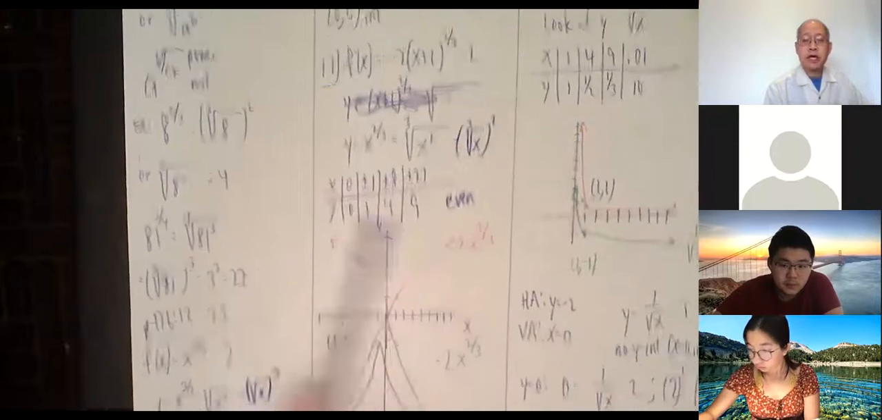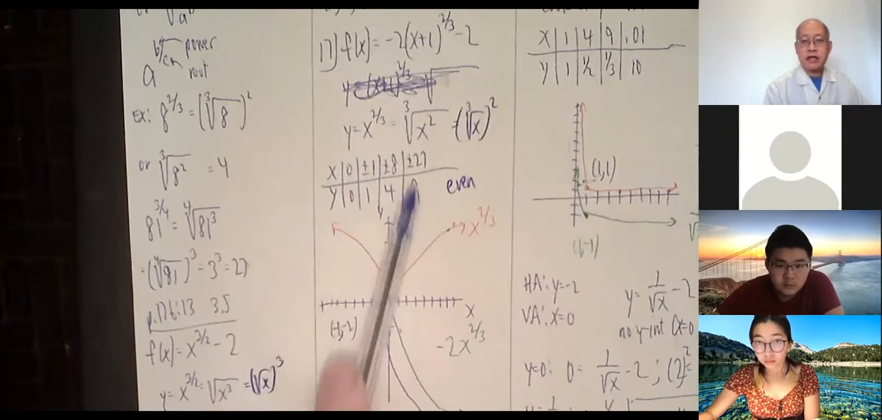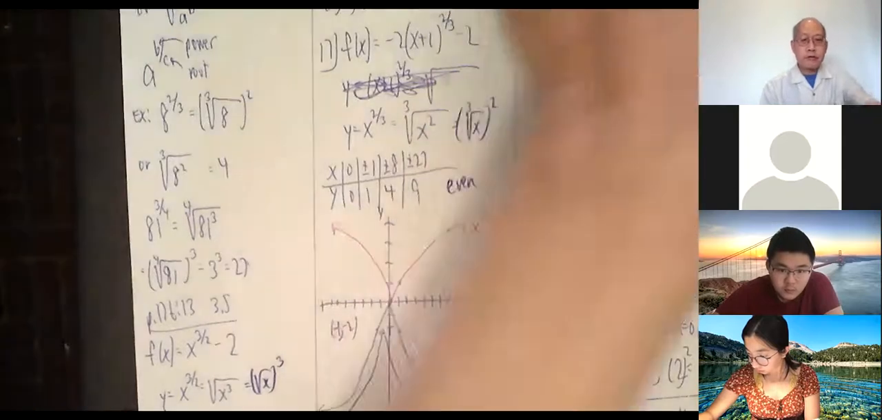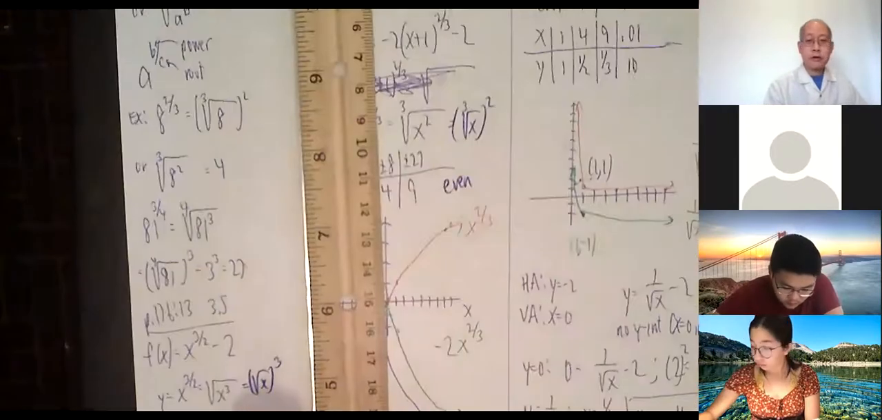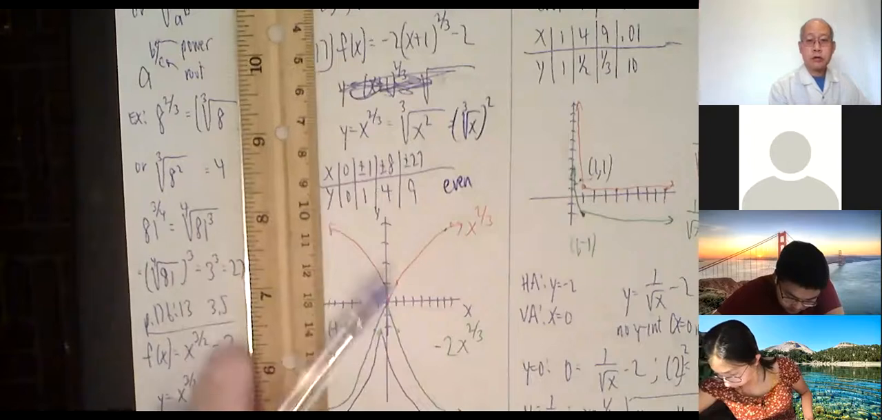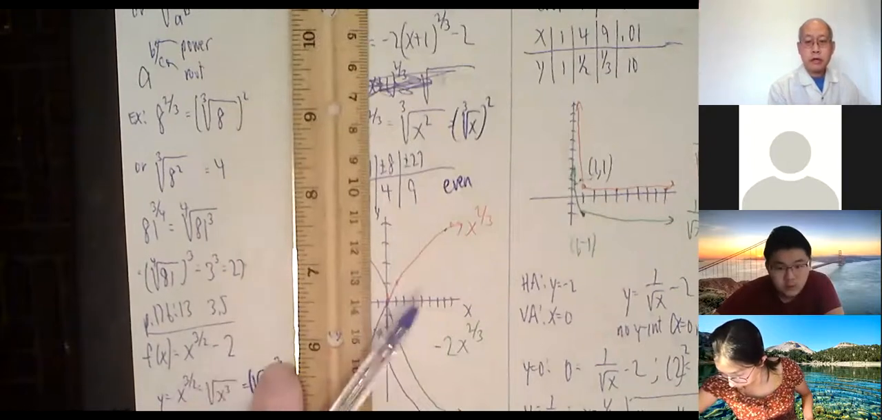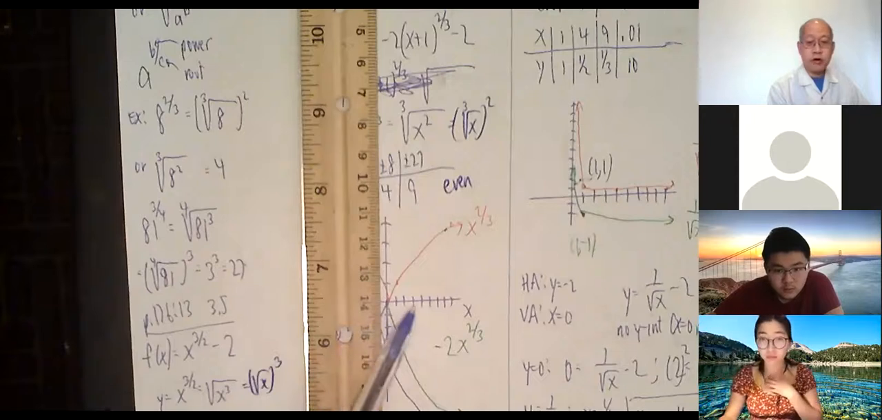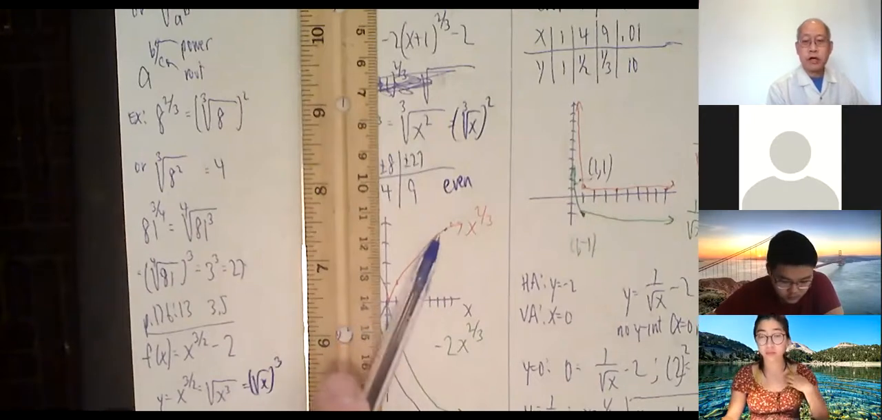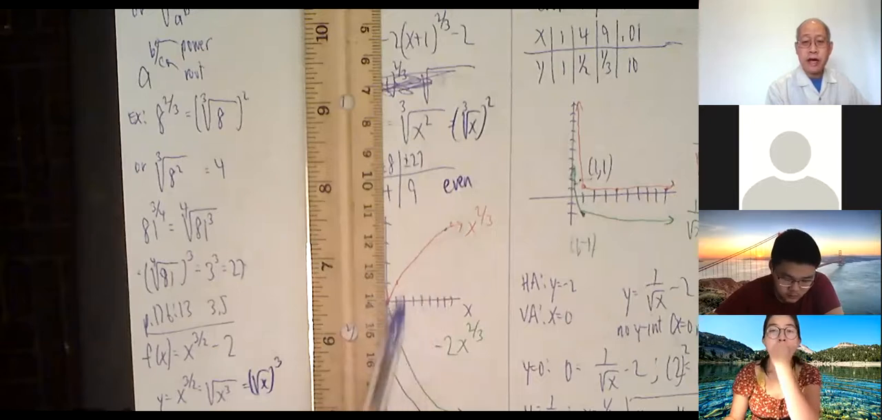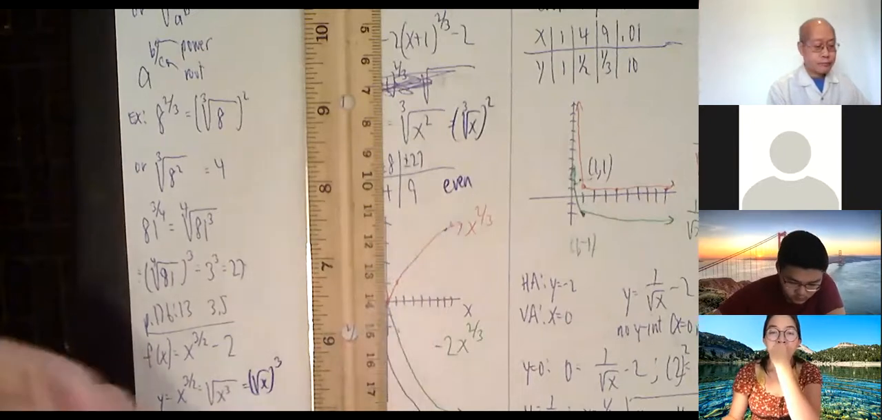All right, so here's my little mini table. I didn't bother going out to 27, I only went to 8. So temporarily ignore this stuff. I'll just use symmetry later. So 0, 0, 1, 1, 8, 4. 1, 2, 3, 4, 5, 6, 7, 8. 1, 2, 3, 4. That point's way up here. All right, so x to the 2/3 right now is like that.